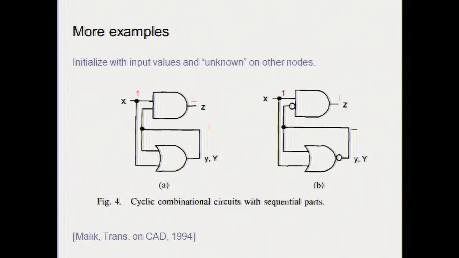Okay. Now, more examples. So we initialize with input values and unknown on other nodes, and then we keep on going. And so we will see that in this particular case, I eliminate all the unknowns. In this particular case, the unknown in there is not eliminated, which implies I don't know what is going on, and so it may be bad. I don't like it, right? But it has a fixed point.